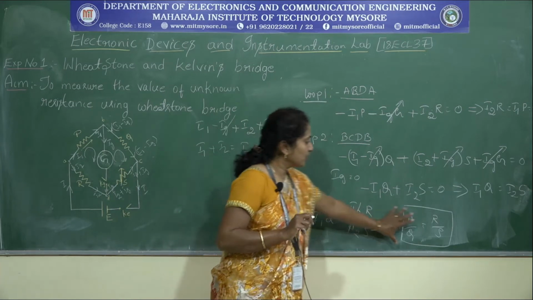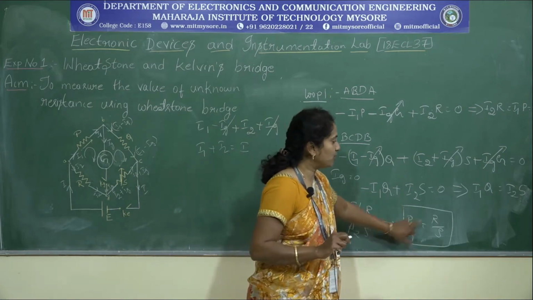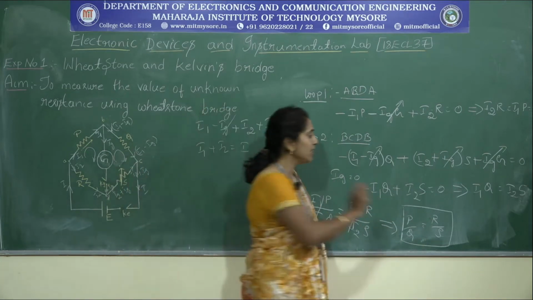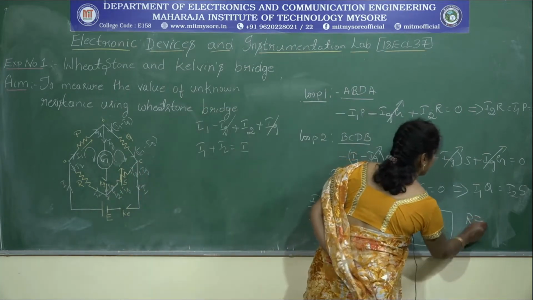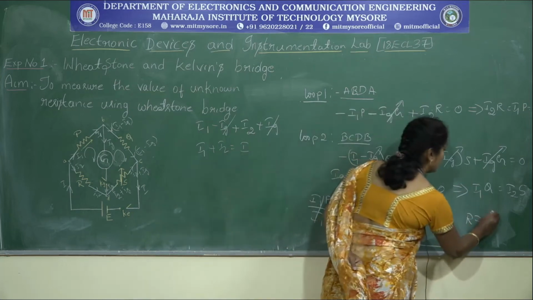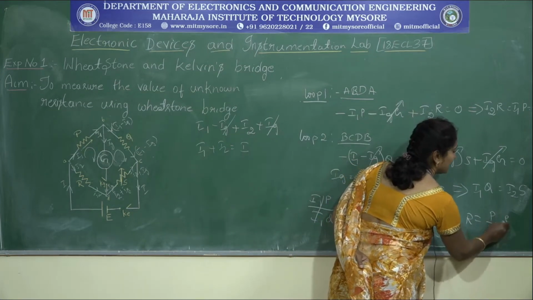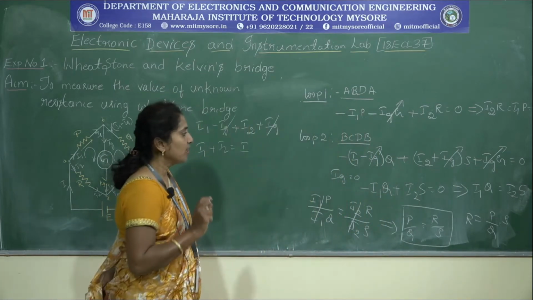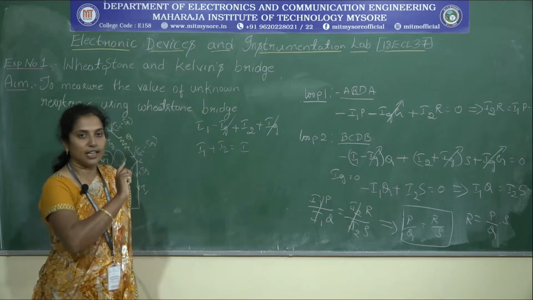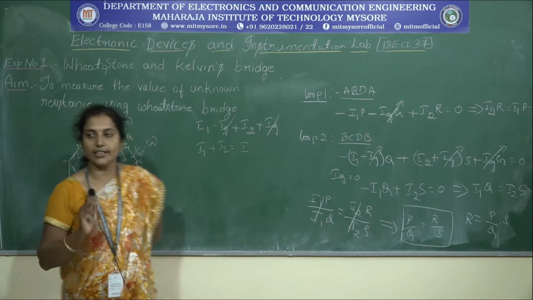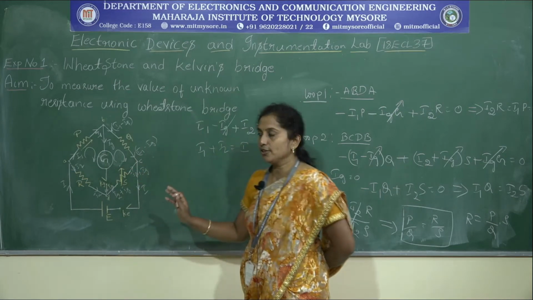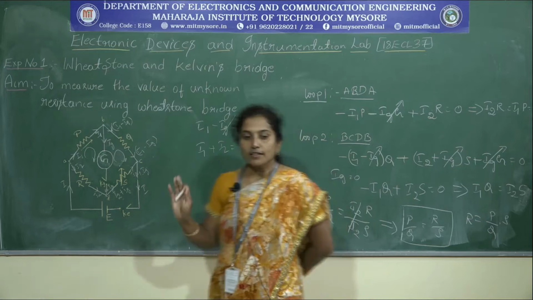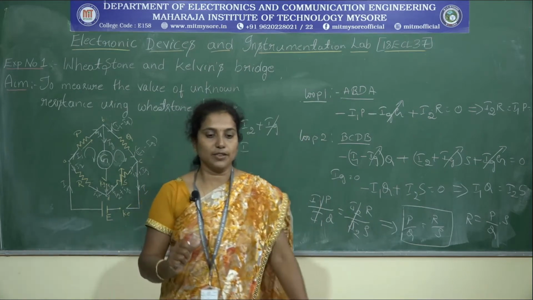Now, you have to find the unknown resistance. The unknown resistance, as I told you earlier, is R. The unknown resistance R is equal to P by Q into S. This is the equation you are going to use. I hope you have understood how the equation is derived by applying KCL and KVL in the Wheatstone bridge, and now we will go with the experiment.